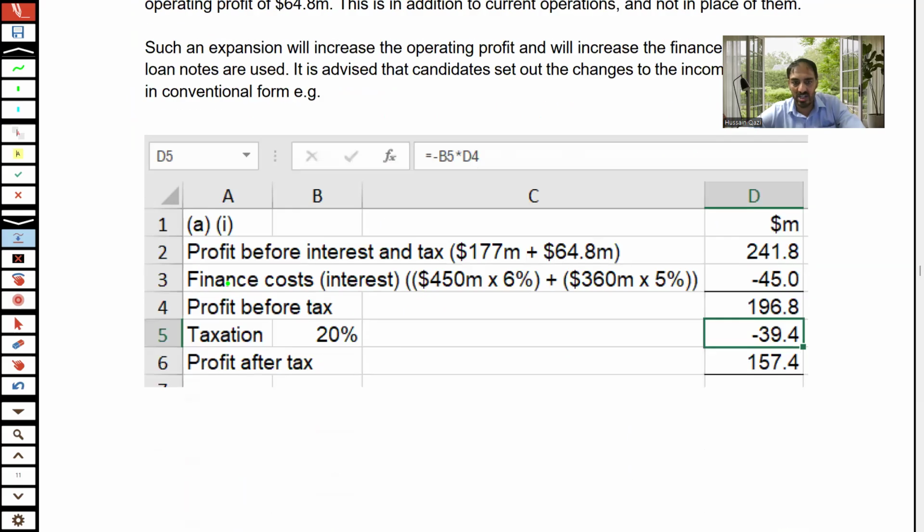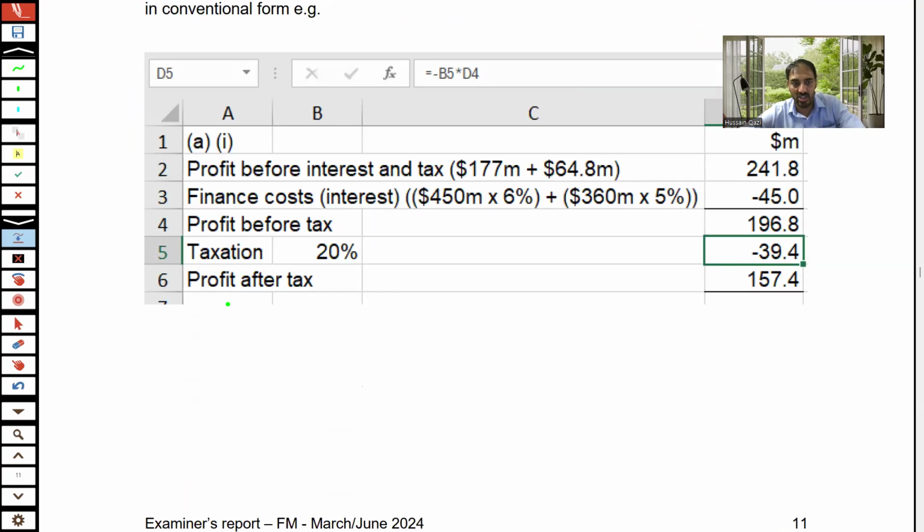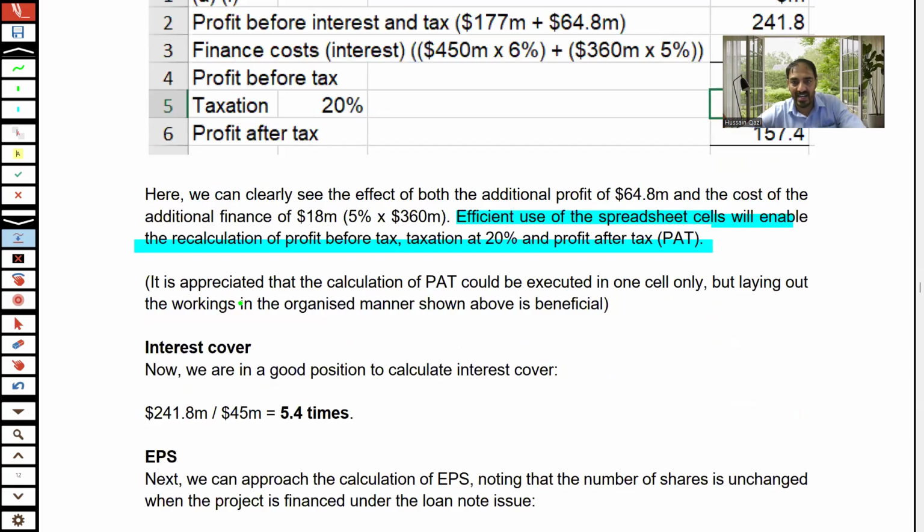So this is what we have done about the calculation. Here the examiner particularly mentioned use of the spreadsheet function, which is all we have done. Some highlighted points: efficient use of a spreadsheet cell will enable the recalculation of profit before tax, taxation at 20%, and profit after tax. Efficient use means Control C and Control V. If you practice in this manner, you will become the master and save your time.